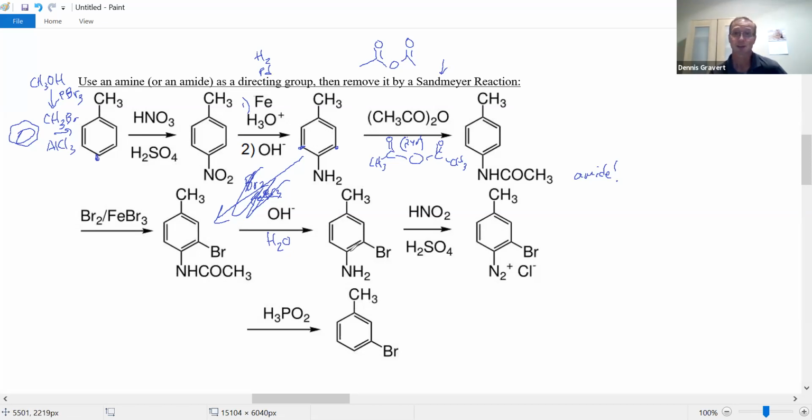And now we do a Sandmeyer reaction. Instead of HNO3, H2SO4, we use HNO2, nitrous acid. This is nitric acid. And one O makes a world of difference. Using nitric with sulfuric puts a nitro group on the ring. Nitrous acid with sulfuric changes the amine to the diazonium salt.